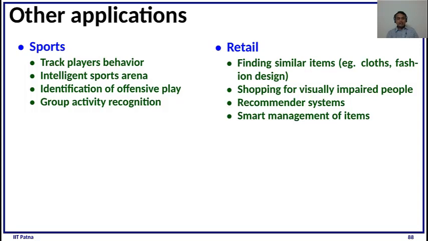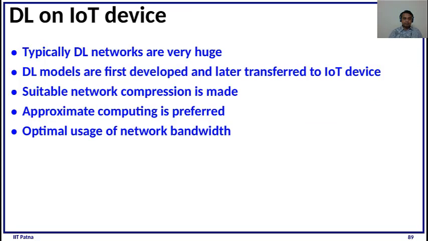So these are the application-oriented ones. Now I will talk a little bit about when I really want to run a deep learning model on the IoT device. When I need to run a deep learning model on an IoT device, the first thing is that IoT devices are resource constrained devices, so they will have very limited memory and very limited computation power. And typical deep learning models are very, very huge.